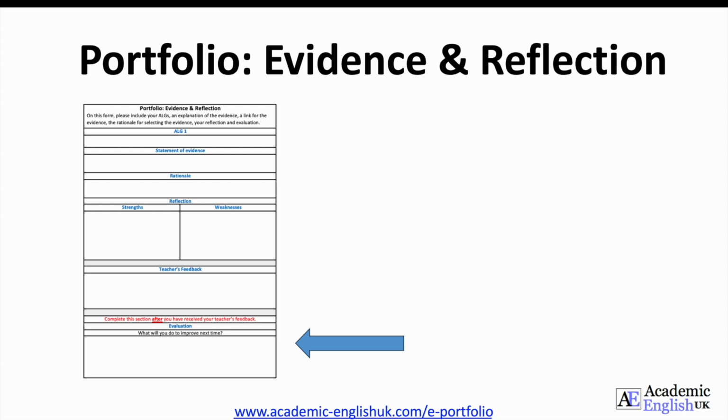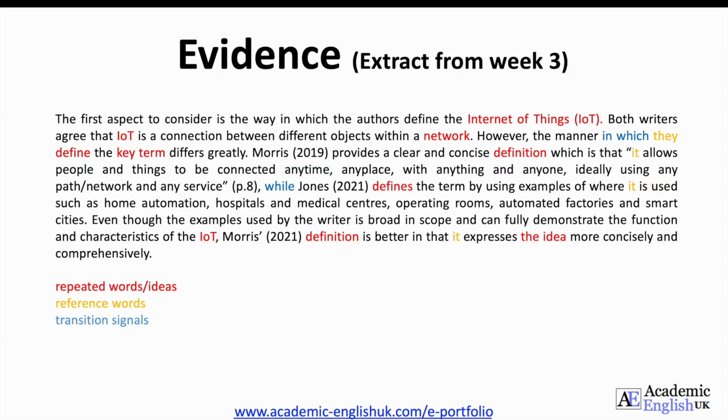So let's look at some examples of this. Let's say one of the students' goals is to improve their cohesion in writing. Then we'd expect the student to include a sample of their writing with some cohesive devices. They may start with repeated ideas, transition signals, and reference words in the first couple of weeks, but as the course progresses, we'd expect to see ellipsis, summary nouns, and substitution as well. We'd also expect the student to highlight these words and include a key for the teacher like this.